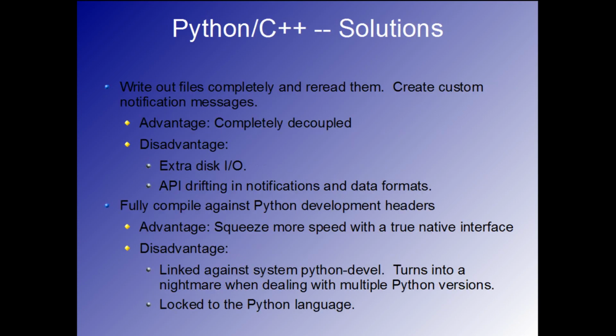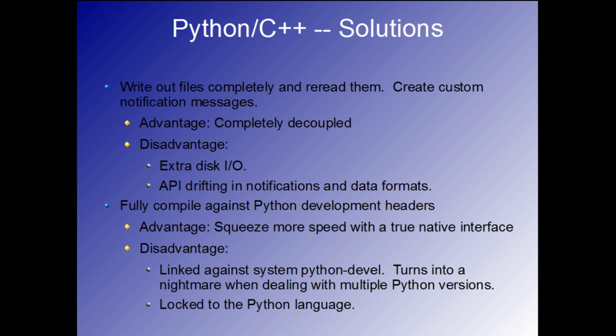So let's talk about two Python C++ solutions. The first is to completely write out all data files and messages in C++ and then reread them completely using Python. The advantage of this method is that you're completely decoupled. The Python handles its own reading and writing. It doesn't care about the system as a whole. The disadvantage to this method is extra and possibly unnecessary disk I/O. It also has the API drifting problem we mentioned earlier.